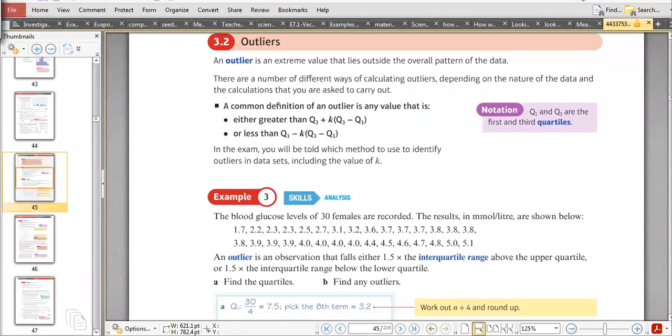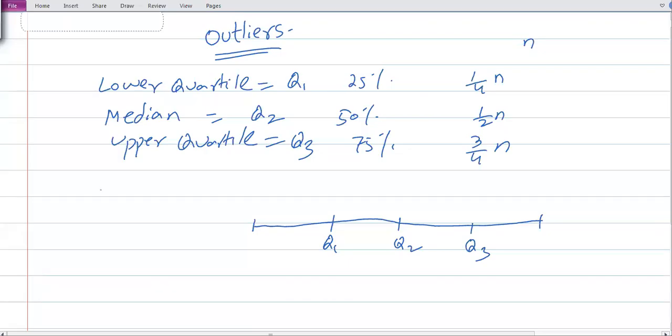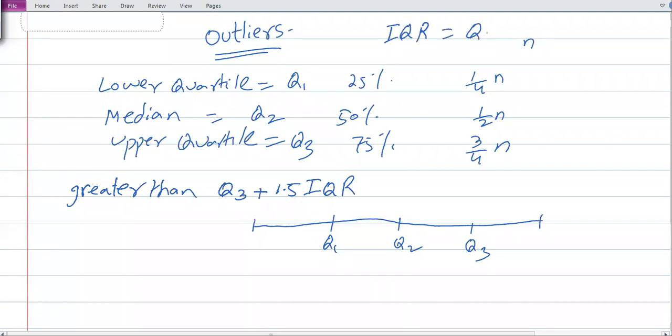instead of that one, why not take it in my own way? It might be either greater than Q3 plus 1.5 times IQR. What is IQR? You already know about IQR. It's the interquartile range, which is always Q3 minus Q1.